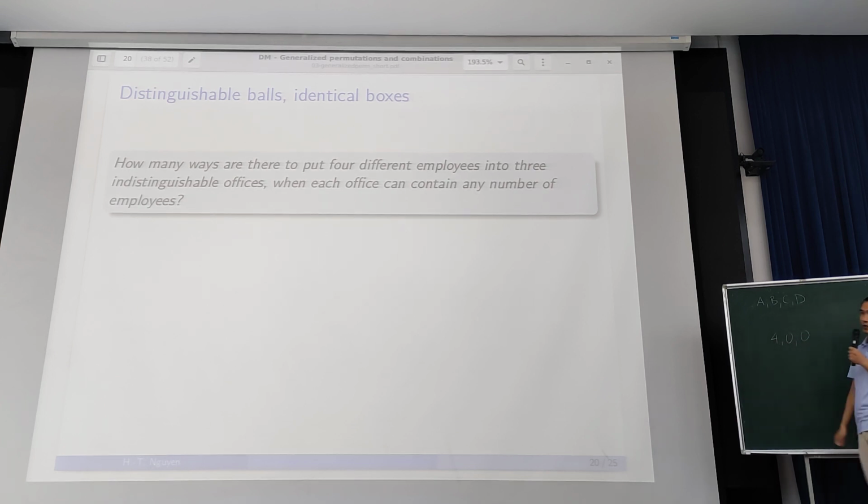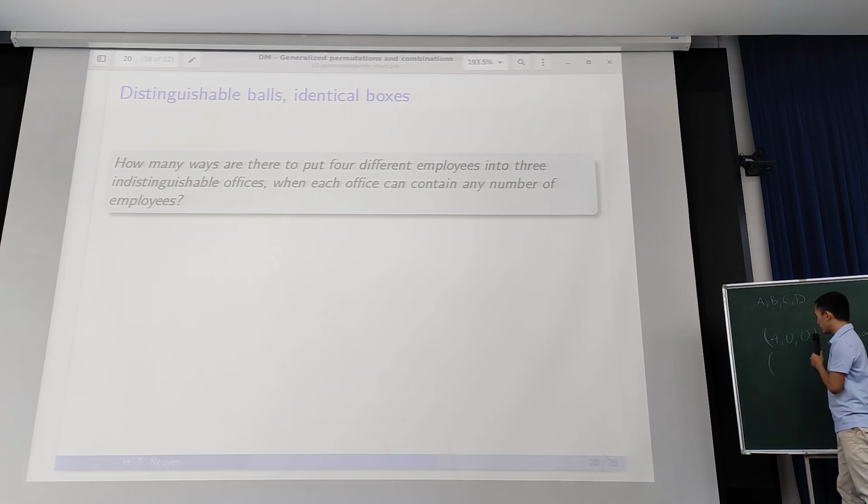We can put everyone in the same office. Since the offices are the same, this case is basically the same as 040 or 004. Okay? So we have this case where everyone gets into the same office.